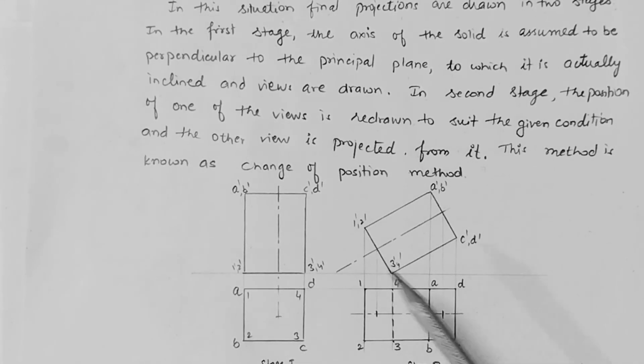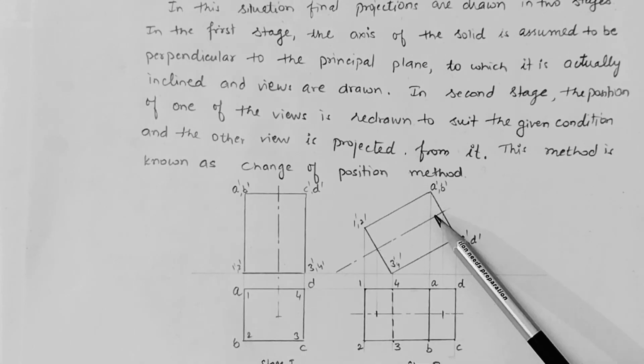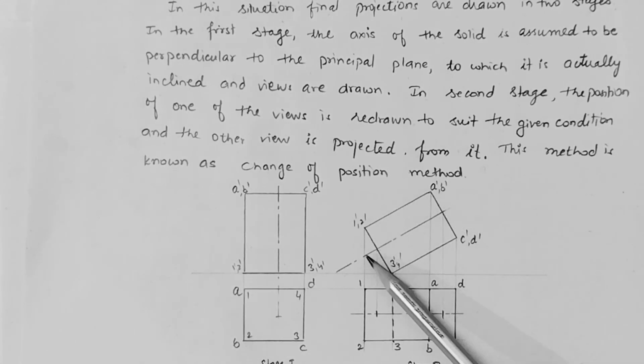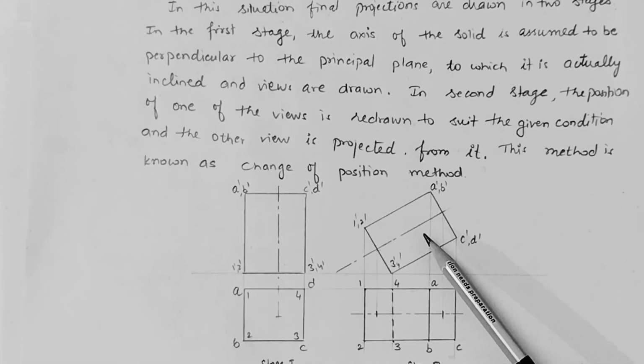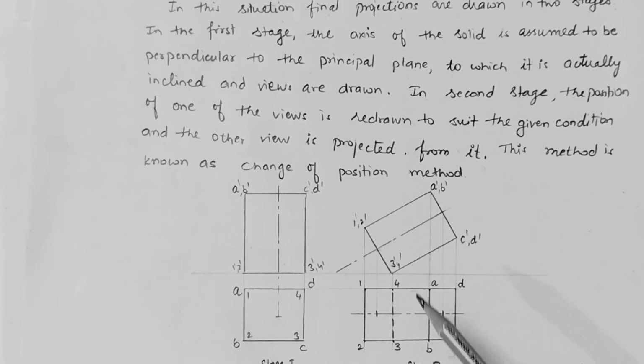As you can see in this diagram, after completing the projection in stage 1, we just incline the axis of the object to the HP as per the required condition. After drawing this projection, we will project the top view of the object with the help of the top view of stage 1 and the front view of stage 2. So this is the required condition when the axis is inclined to one of the principal planes and parallel to the other. In this case you can see the axis is inclined to HP and the axis is parallel to the vertical plane.